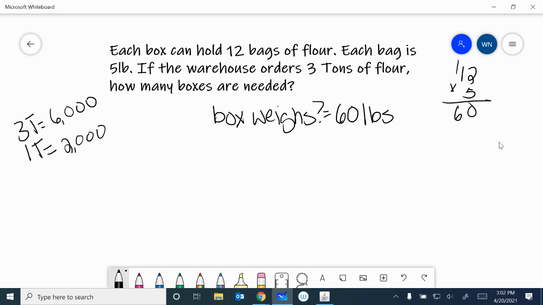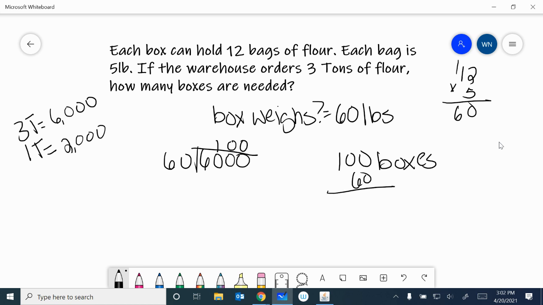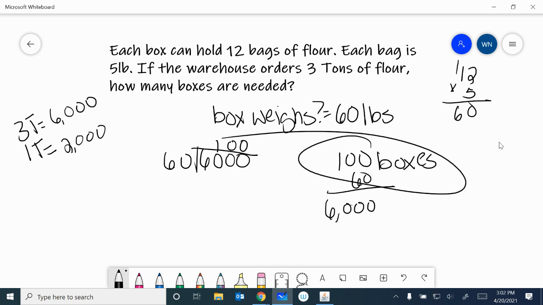Let's go ahead and divide. 6,000 divided by 60 would get me 100. So it's going to take 100 boxes if each box is 60 pounds to get me 6,000 pounds of flour. So your answer here is 100 boxes. I hope that's what you got as well.